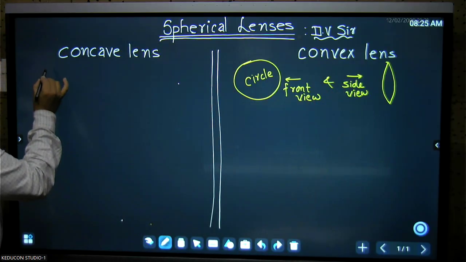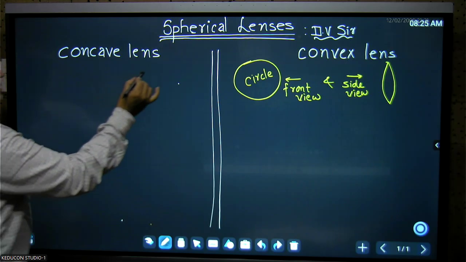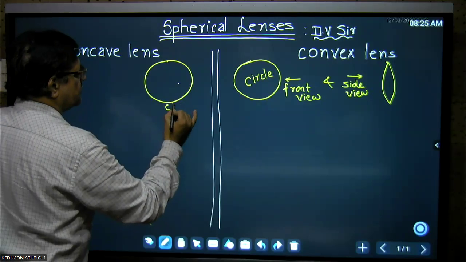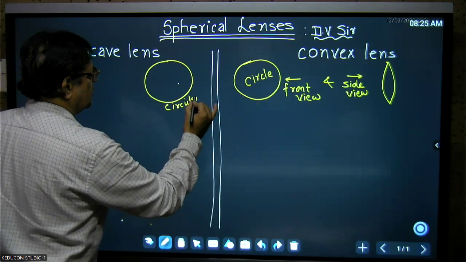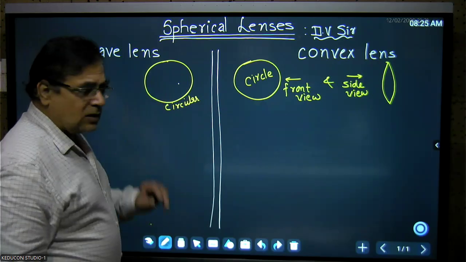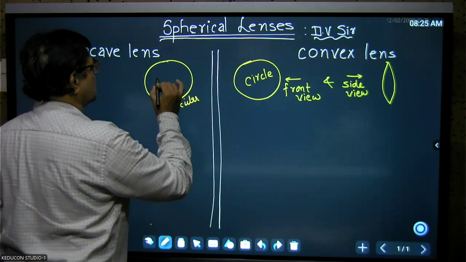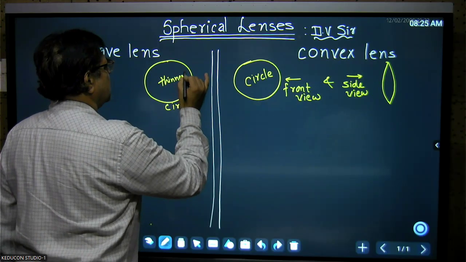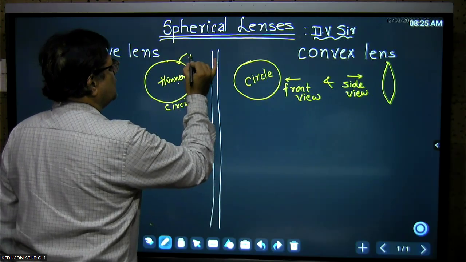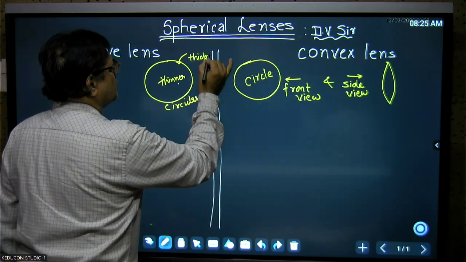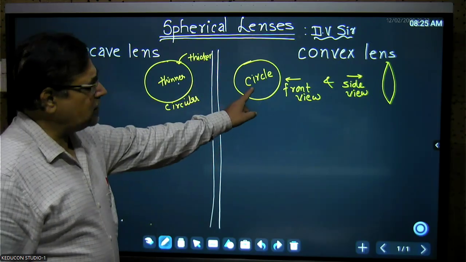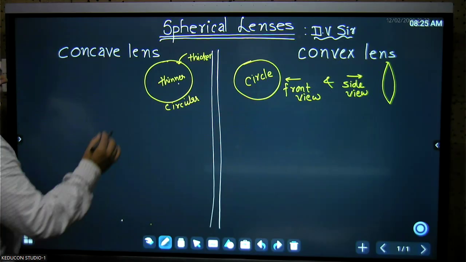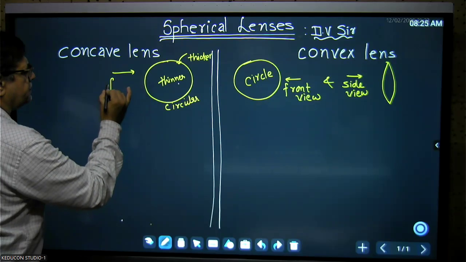Here, the front view, in case of concave lens, is also circular. But the only thing is, from the center, it appears thinner. Here it is thinner, and from the edges, it is thicker. Meaning, in comparison, it is opposite to what I said in case of convex lens. This is your front view.